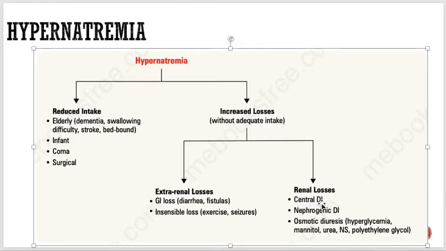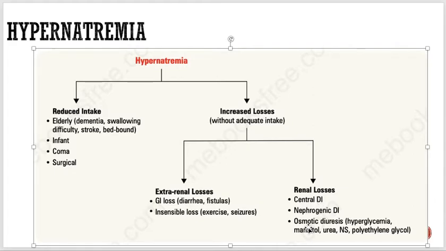What is central diabetes insipidus, or peripheral or nephrogenic diabetes insipidus? Simply when the ADH is either absent or not acting. So what is the function of ADH? It is the one which retains the sodium as well as water. What will happen when ADH is not there? We are going to lose more and more water. Remember, ADH is antidiuretic hormone, so it is the one which basically prevents diuresis, prevents the water loss.